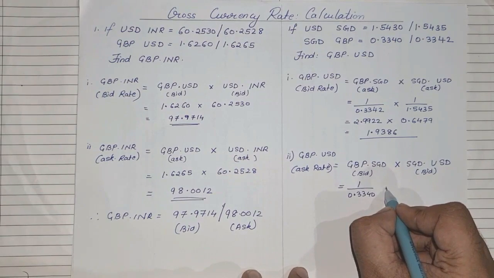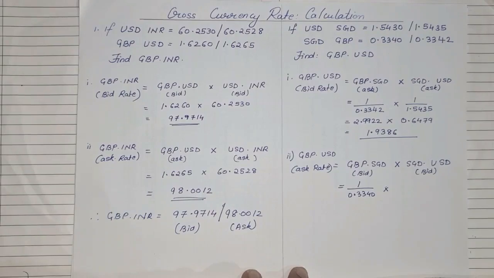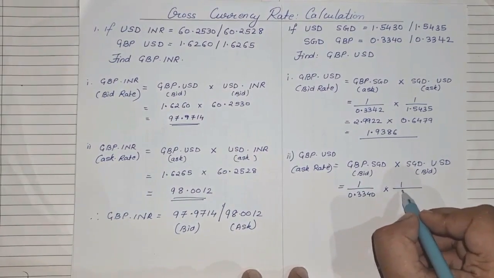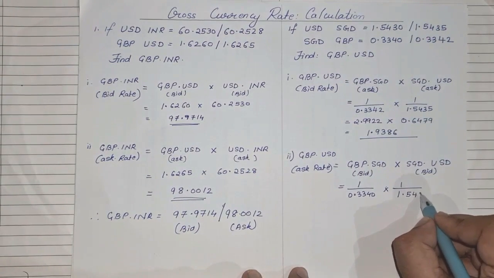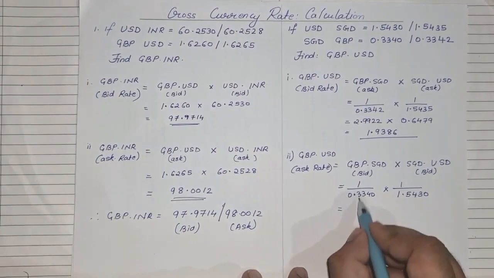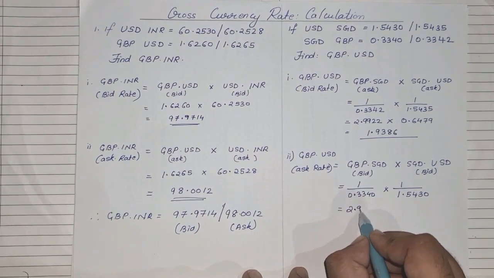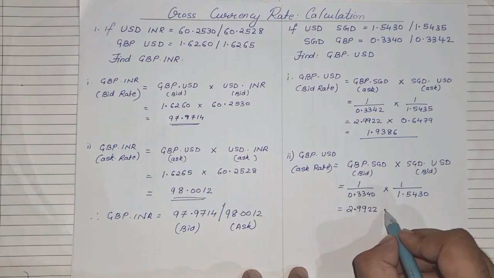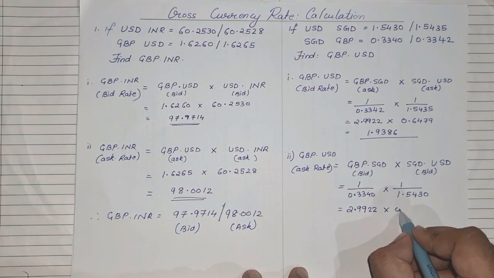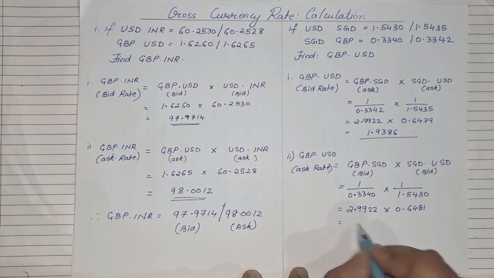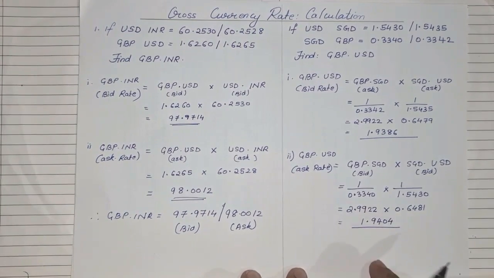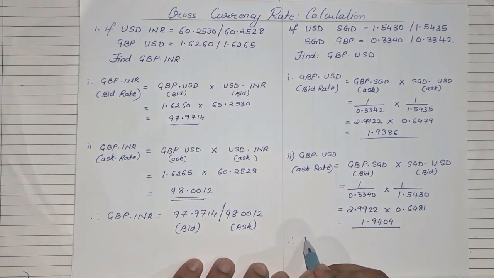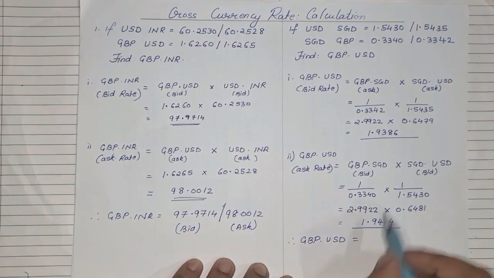0.3340 into 1 divided by the bid rate of the first one, that will be 1.5430. Now when you divide them, the value you should get is 2.9922 into 0.6481. You multiply, and the value that you should get is 1.9404.